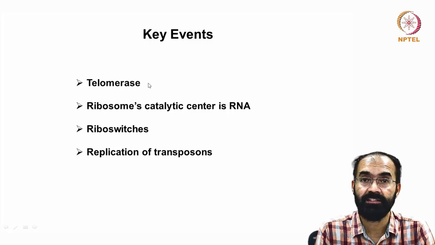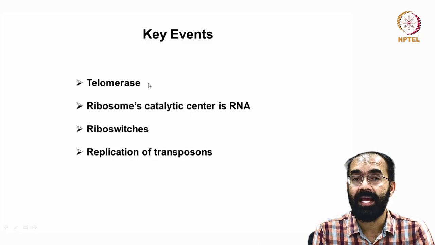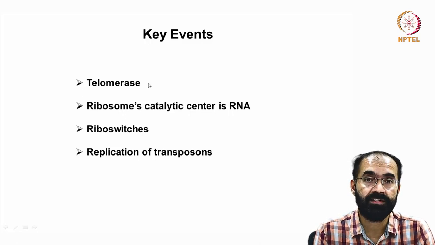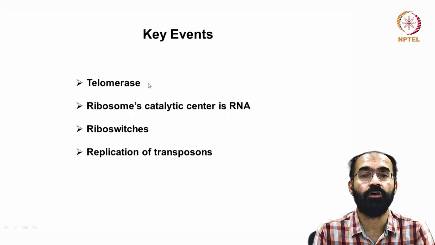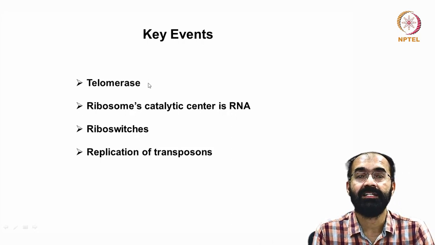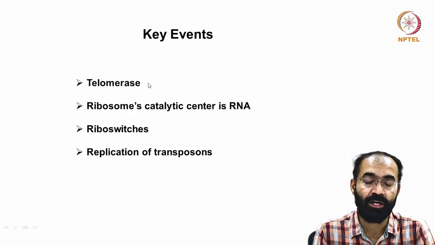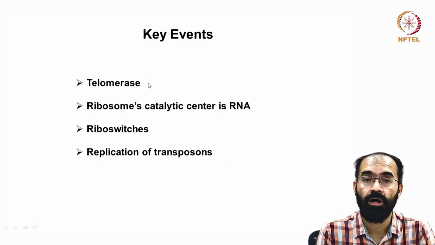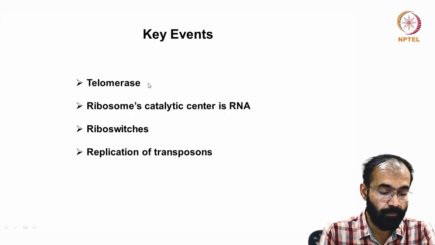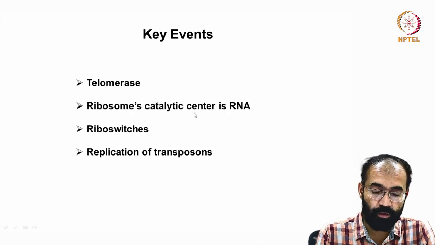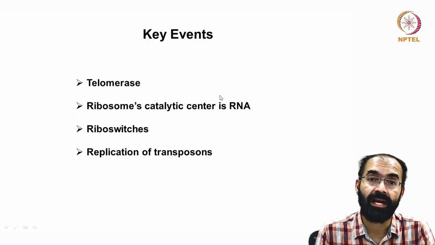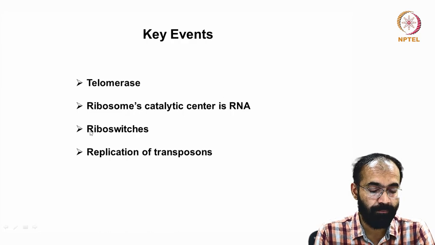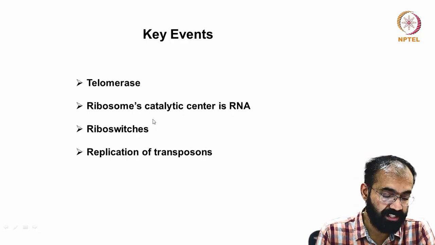So telomerase is very important in rejuvenating. In cancer, it works in a very ingenious, skillful way. It will revive the telomerase enzyme so that the cancer cell will not die because of short telomeres. So it will resist the degradation of the telomere length. And the ribosome's catalytic role is mainly played by the RNA part, not the protein part, although ribosomes contain both RNA and protein. Then come the riboswitches.